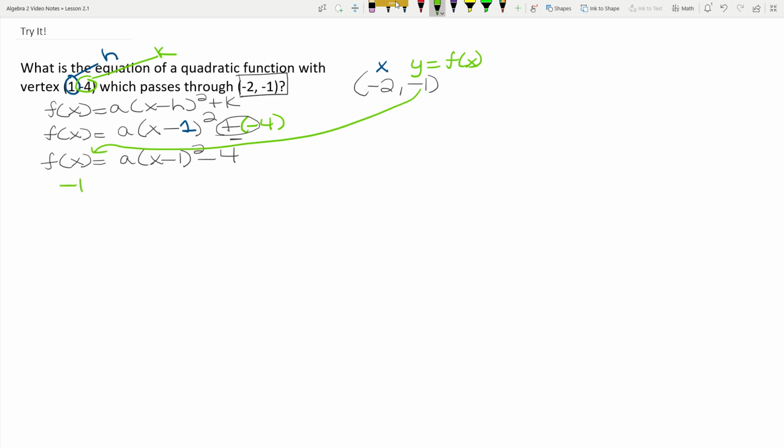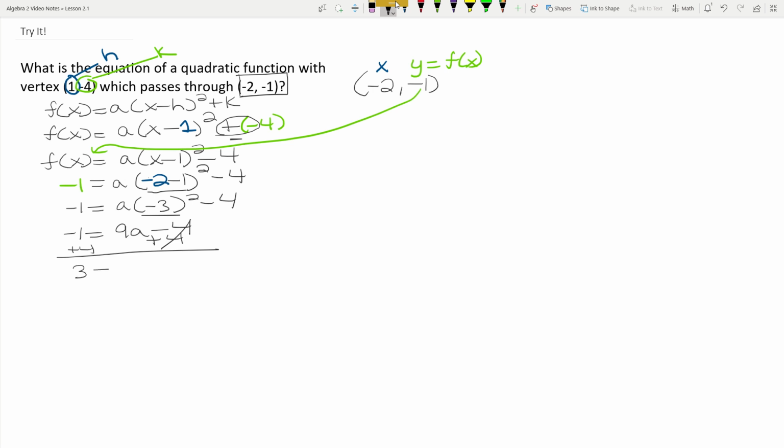We have negative 1 equals a times, x is now going to be replaced with negative 2, minus 1 squared minus 4. So this right here is going to be negative 3. So we got negative 1 equals a times negative 3 squared minus 4. Negative 3 squared is 9. So we got negative 1 equals 9a minus 4. So add 4 to both sides. So we got 3 equals 9a.